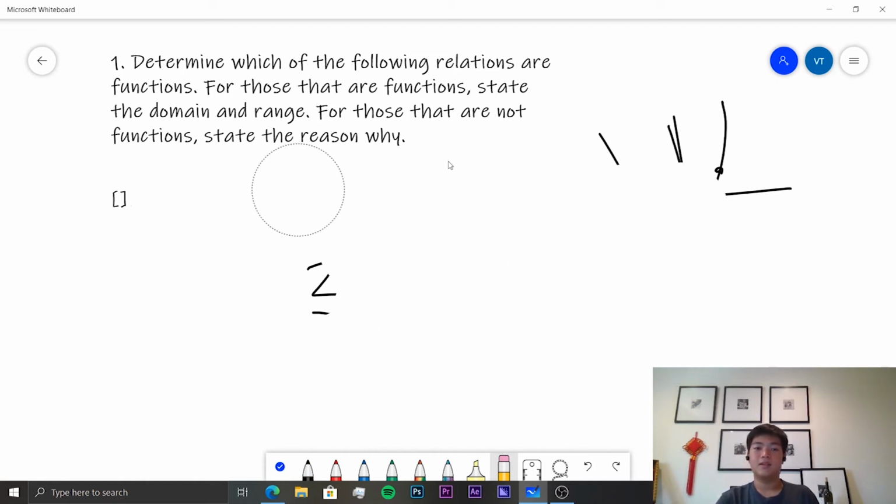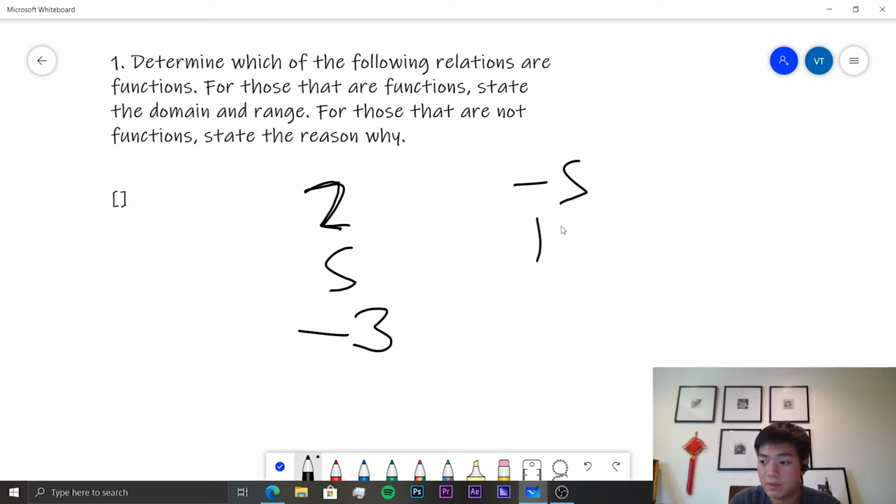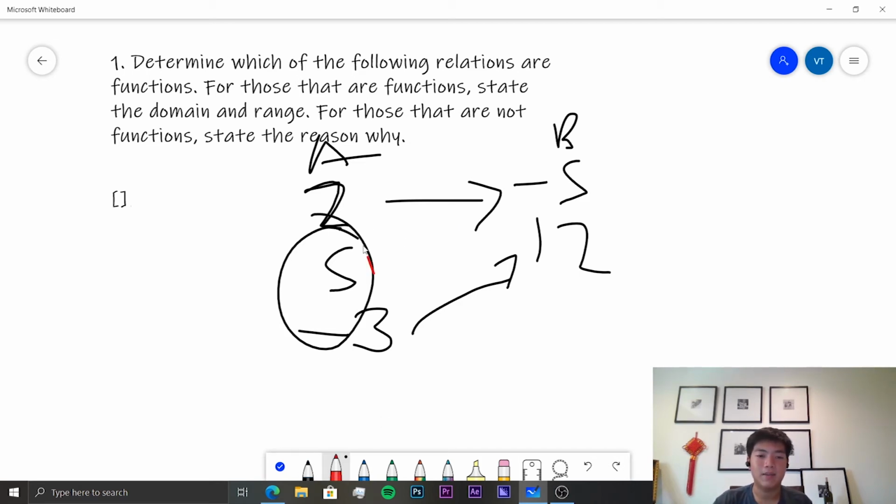Okay. Now, moving on to the next one, we have 2, 5, and -3 going to -5 and 12. And the thing is, this isn't a function. And so remember, there are 2 conditions a relation needs to satisfy to be a function. The first is all of the x values map to a y value. Well, actually no, the only condition is all of the x values map to 1 and only one y value. And in this case, this 5 here isn't being mapped to anything, so it is clearly not a function.